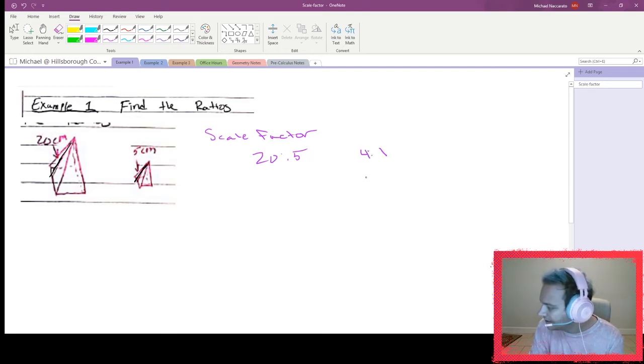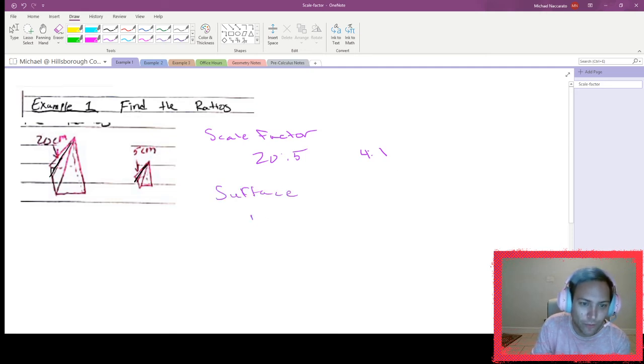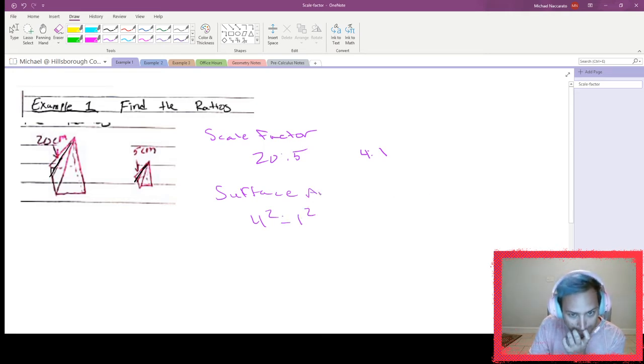I literally just did that in the directions, didn't I? I didn't mean to do that, but I'm not going to redo it. We're going to leave it. So then we could do our surface area, which we just did. And we said we would take that 4 and square it, and that 1 and square it. So the surface area, let me finish writing, that would be 4 squared is 16. 1 squared is 1.